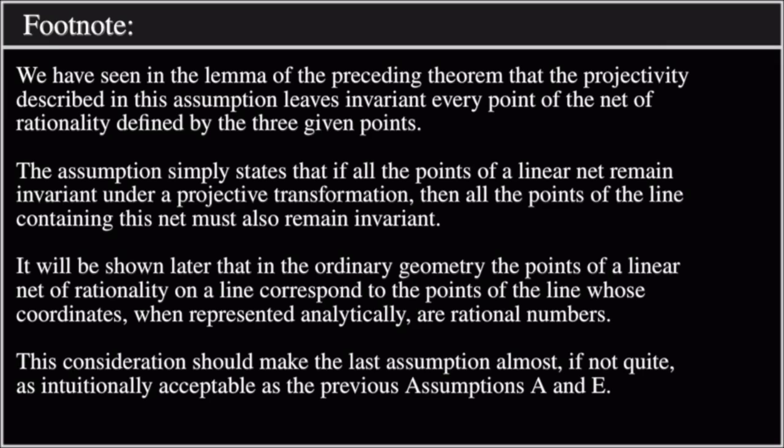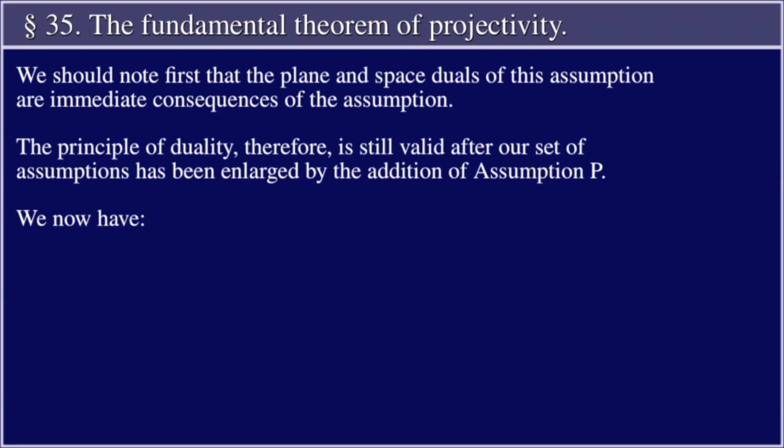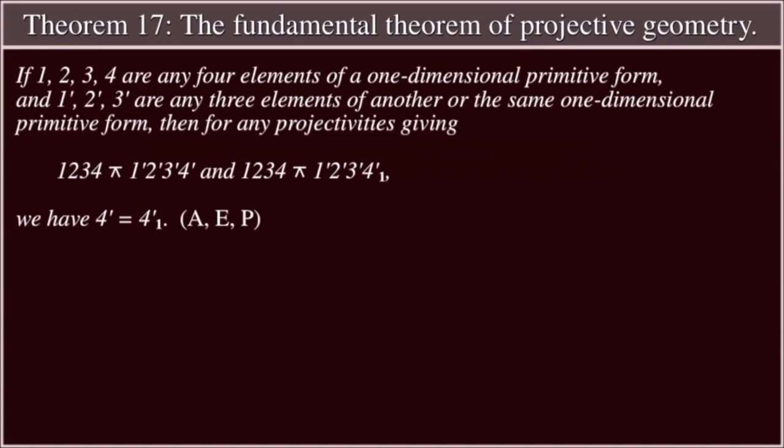It will be shown later that the ordinary geometry of points of a linear net of rationality on a line correspond to the points of the line whose coordinates, when represented analytically, are rational numbers. This consideration should make the last assumption almost, if not quite, as intuitionally acceptable as the previous assumptions A and E. We should note first that the plane and the space duals of this assumption are immediate consequences of the assumption. The principle of duality, therefore, is still valid after our set of assumptions has been enlarged by the addition of assumption P. We have Theorem 17.